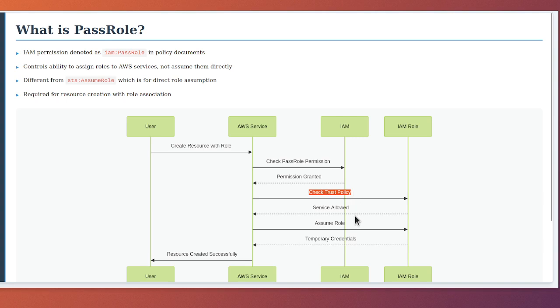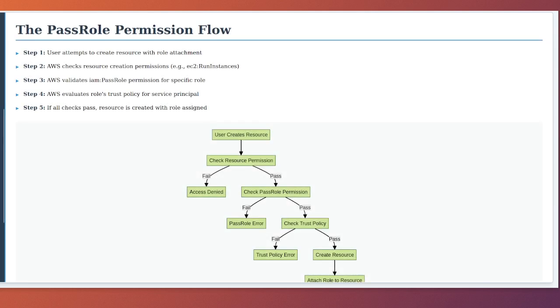Next, the AWS service communicates with the IAM role itself to check the trust policy. The role evaluates its trust policy to determine if this particular service is allowed to assume it, and responds with service allowed back to the AWS service. With both checks passed, the AWS service now performs the actual role assumption using the AssumeRole operation. The IAM role responds by providing temporary credentials back to the AWS service. Finally, the AWS service sends confirmation back to the user indicating that the resource was created successfully. This sequential flow shows how PassRole and trust policies work together to authorize role delegation. The PassRole permission flow.